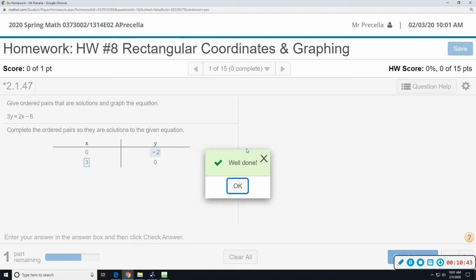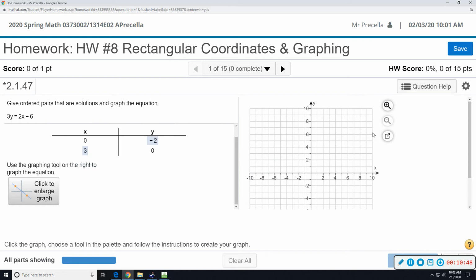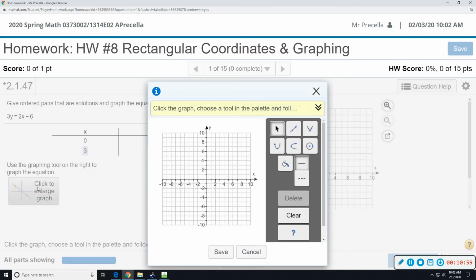And now it's going to tell us to graph this equation. Well, in order to graph this equation, you sort of got to know what sort of figure we're going to have. We have this little graphing tool that you click right here to enlarge. And then there's all these little tools here, like if you hover your mouse, there's a line tool. There's this V, it says absolute value tool.